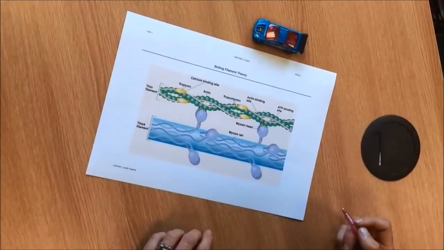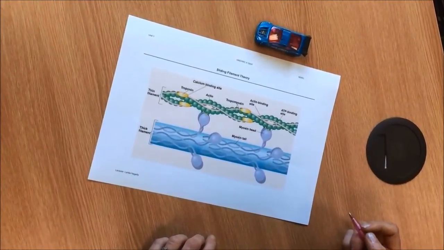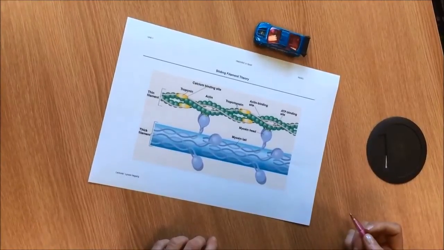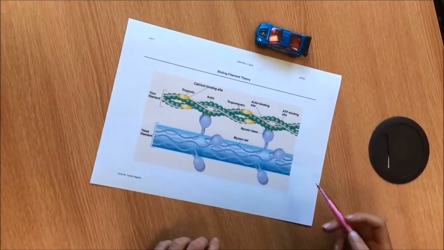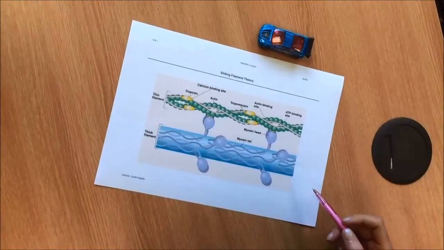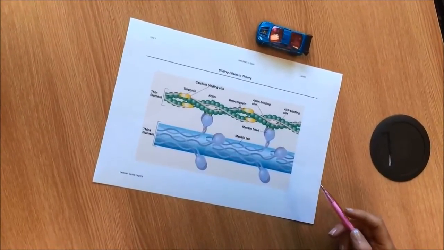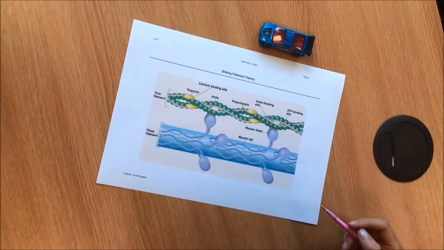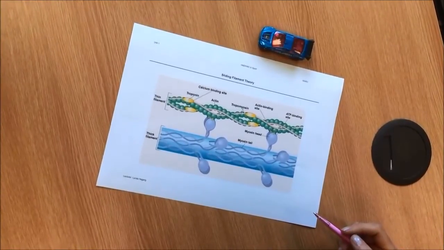Right, so we're looking at sliding filament theory here, which is basically the biochemistry side of muscular contraction. What you're looking at here is inside a muscle cell. As you know, your muscles are made up of fibers. Some of those fibers are very thin and others are thick.